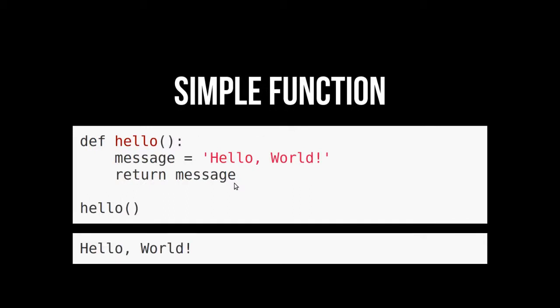So here is a very simple function. It's going to be called hello. So we've got def, then your hello, and then your parentheses and a colon. Your next couple lines are indented. And what we're going to do is assign the string hello world to the variable message, and then we're going to return message, and then we're going to call it. And then it returns that string, or the value of this variable.